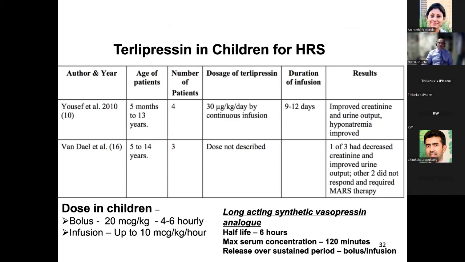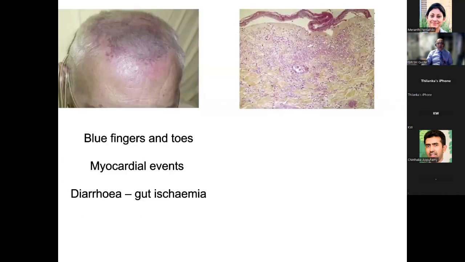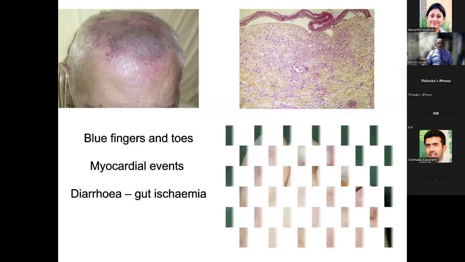I've said that hepatorenal syndrome can develop in these children, and terlipressin can be used for hepatorenal syndrome. For control of acute variceal bleeding, it is quite important that you use octreotide. But if there is a hepatorenal syndrome developing, then you could consider terlipressin, but it has its side effects. So be careful about its side effects, especially as it can cause gut ischemia as well.